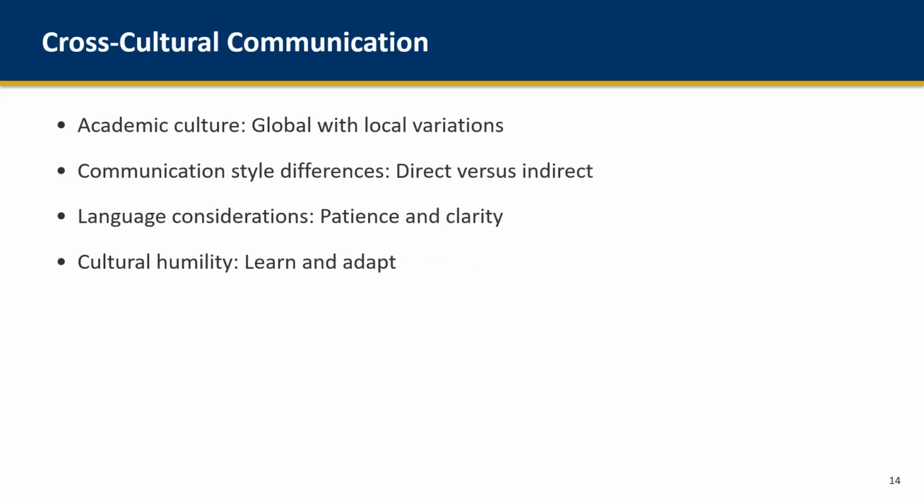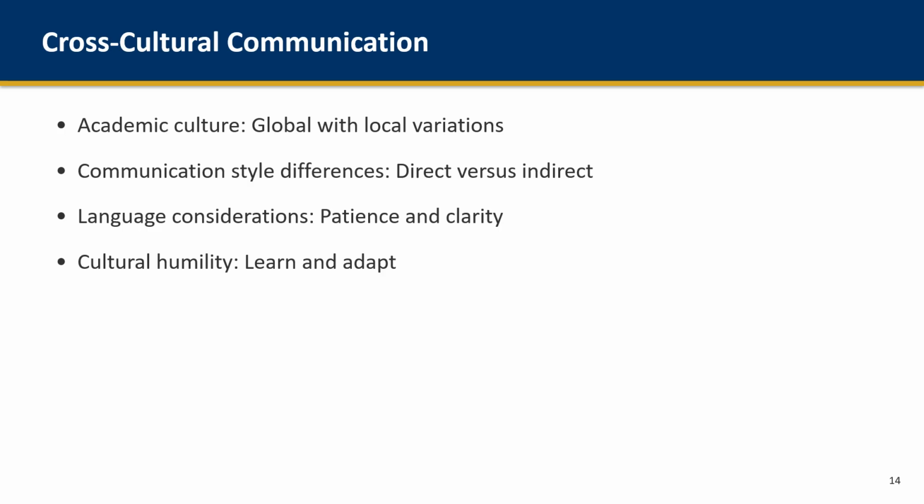Academia is increasingly global, and communicating across cultures is essential for professional success. Developing cross-cultural communication awareness helps you navigate diverse contexts. Academic culture has global commonalities, but local variations. Expectations about formality, hierarchy, directness, and relationship building vary across national and institutional contexts. What seems professional in one context may seem cold or inappropriate in another.